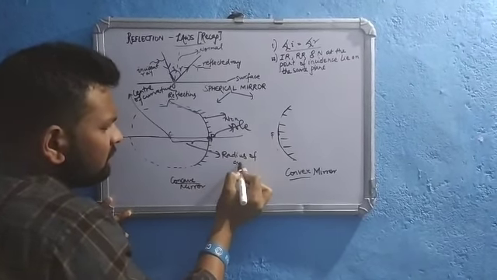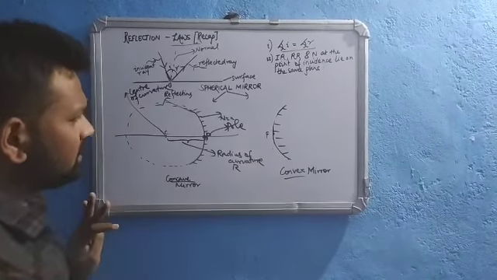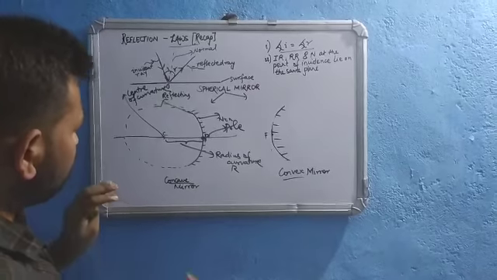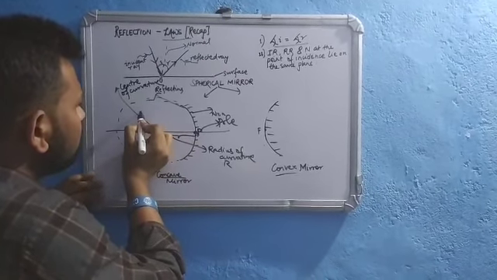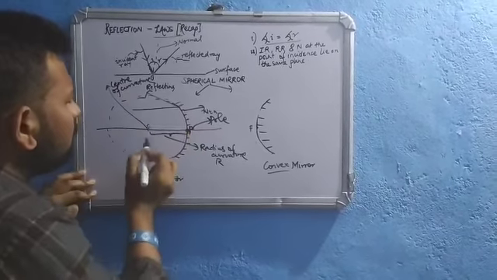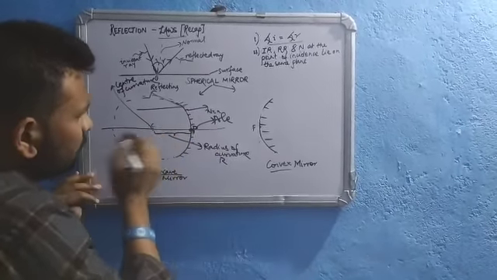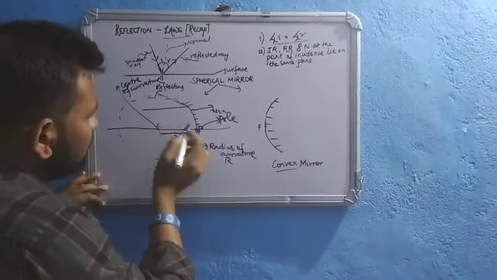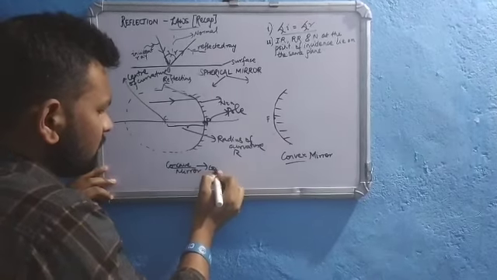Radius of curvature, that is R. Is this okay? Now this is a concave mirror. When a light ray comes and hits this concave mirror, the reflecting surface, as I have said, is towards the inner side. So when light rays come and hit the concave mirror, they are converging in nature.